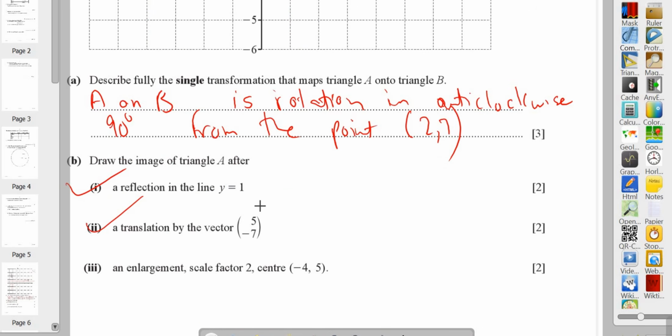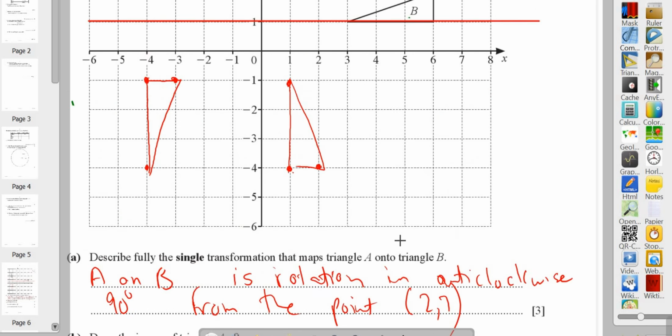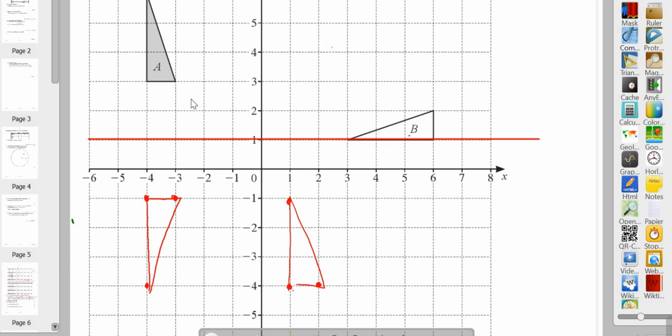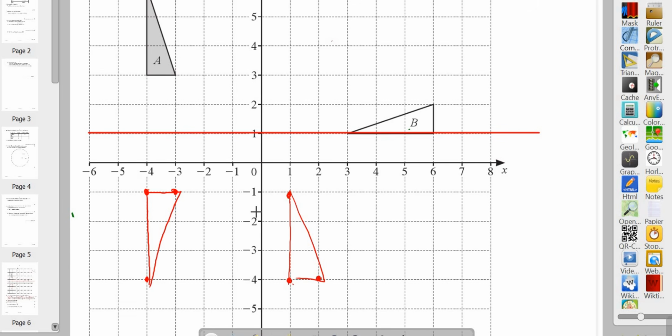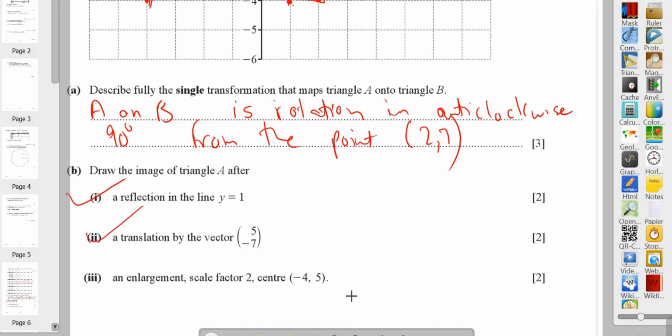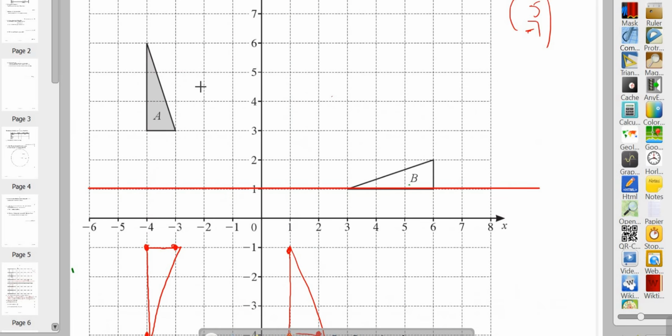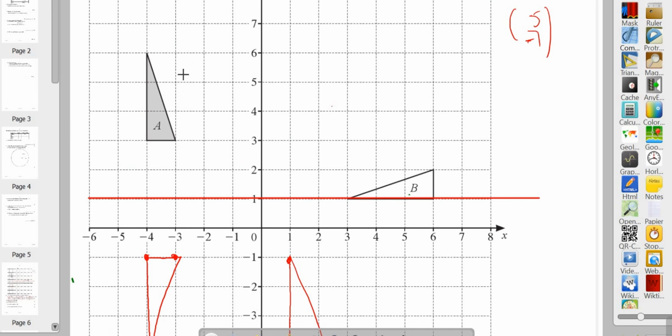Now it says an enlargement, scale factor 2, center -4, 5. So guys, first of all, in this question, look at the center again. It's minus 4 comma 5. Let me use the color red for you. Minus 4 comma 5 means this point. Now let me erase other things for you. So how do we do this question? Look, the center of enlargement is this point, and the scale factor is 2.